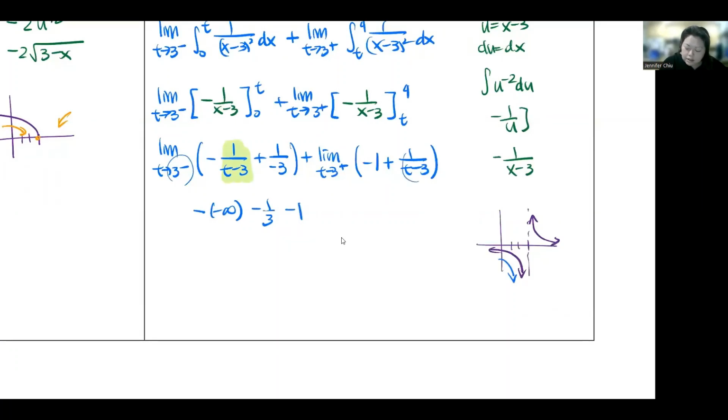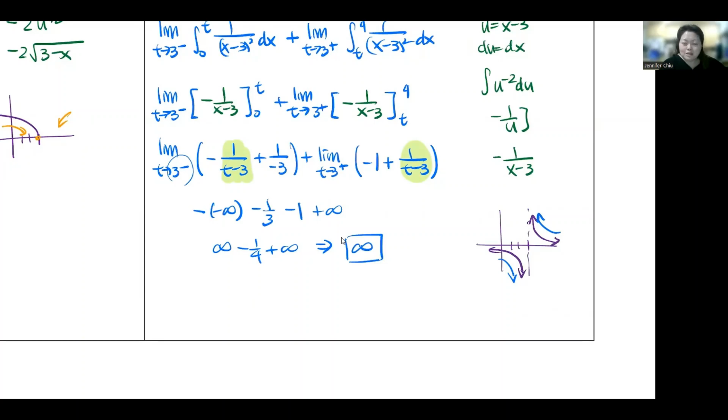And now this one is the same graph, right? This is the same graph, but now I'm heading to 3 from the positive side, from the right-hand side. So that's going to be positive infinity. So you have infinity minus 1/4 plus infinity. So infinity plus infinity is gigantic, minus 1/4, nobody cares. So your answer is just infinity for this one. So this is a divergent integral.